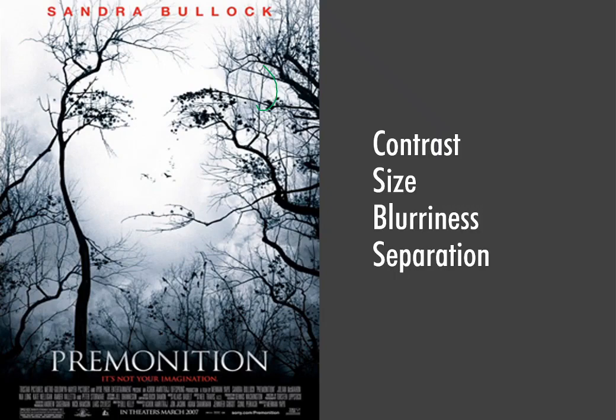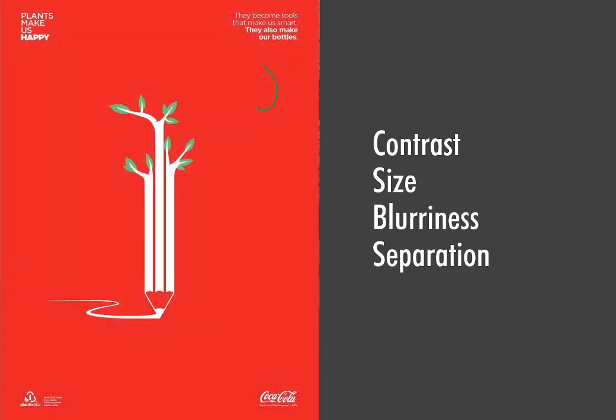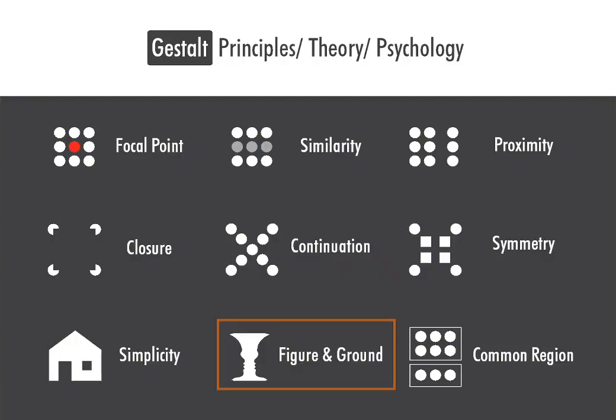Cool. Okay. Final method would be separation. An object isolated from everything else in a visual scene is more likely to be seen as a figure versus a background. This tree or pencil looks like it's perceived as a figure, and the background tree, the rest of the trees, is ground.